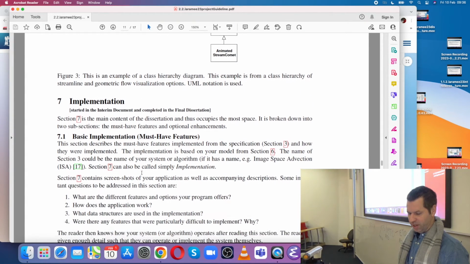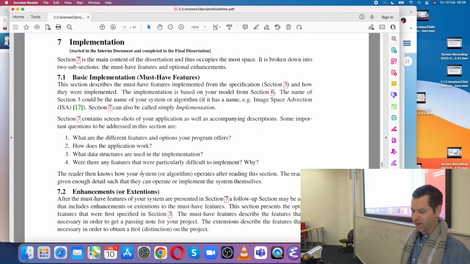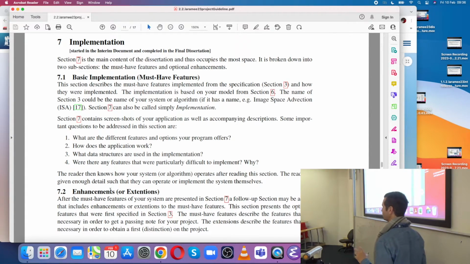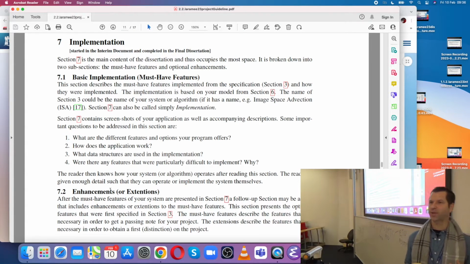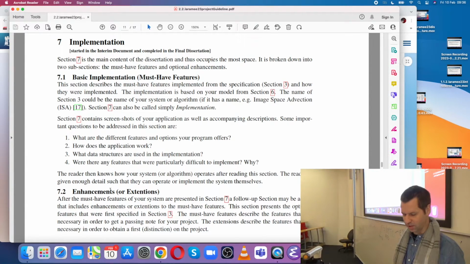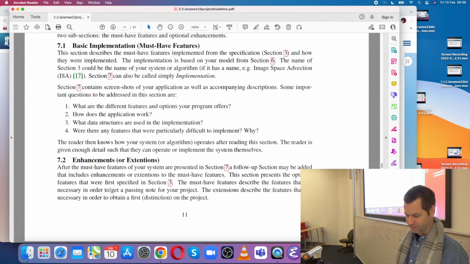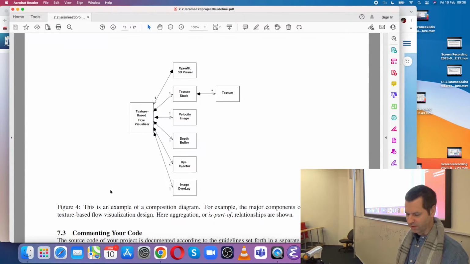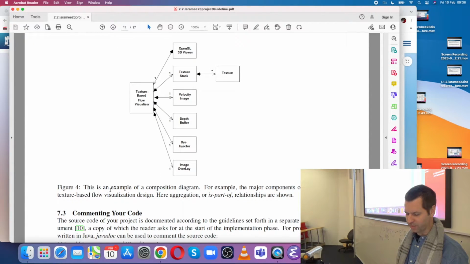And then implementation. Implementation has basic must-have features, and it also has enhancements or extensions. Right? You have to think about the features that are absolutely necessary in order to have just a basic implementation, and then you can think about enhancements and extensions, and so on. That's another example of a composition diagram, right?